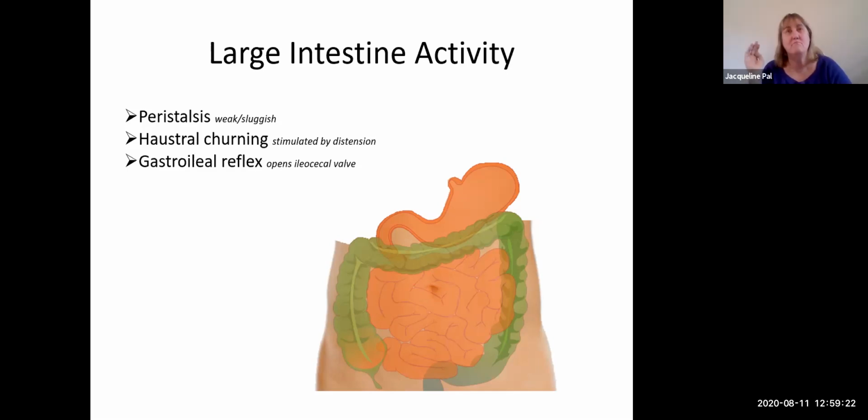Then we have a couple amazing reflexes, and these are so important to keep in mind if you're trying to potty train a child, because it takes a lot of the guesswork out of it. When you eat, when food enters your stomach, we have what we call a gastroileo reflex, in that the distension of the stomach causes the ileocecal valve to open, and whatever contents were in the distal ileum will then travel into the cecum ascending colon area, thereby stimulating some colonic activity.